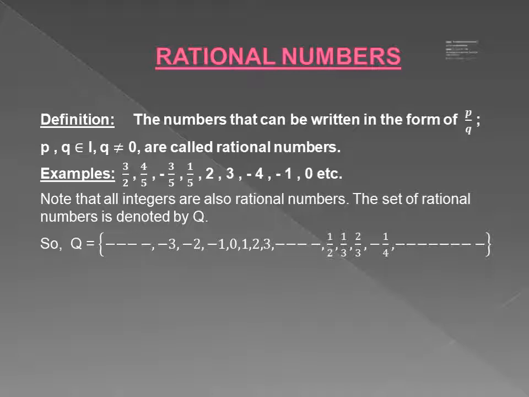So, the set Q contains the elements -3, -2, -1, 0, 1, 2, 3, and so on, 1 by 2, 1 by 3, 2 by 3, -1 by 4, -1 by 3, -1 by 6, and so on. So we conclude that the set of rational numbers consists of negative integers, positive integers, 0, and all the numbers in fractions.